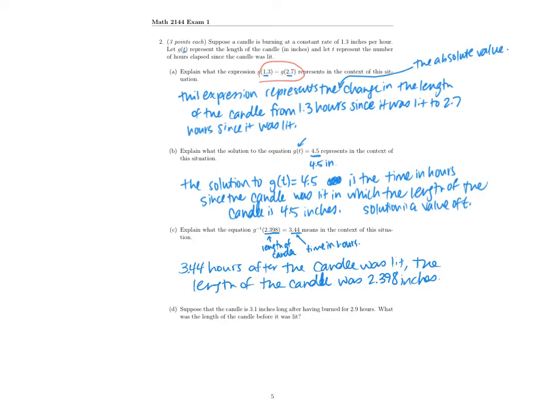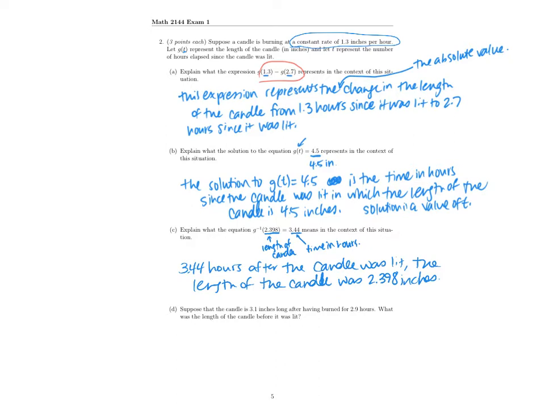Okay. Suppose that the candle is 3.1 inches long after having burned for 2.9 hours. What was the length of the candle before it was lit? Okay, and so here we have to go back up into the beginning statement of the problem to see what the rate of change is. So we know that it's burning at a constant rate of 1.3 inches per hour. So using the fact that it's a constant rate of change is going to allow us to solve problem D.